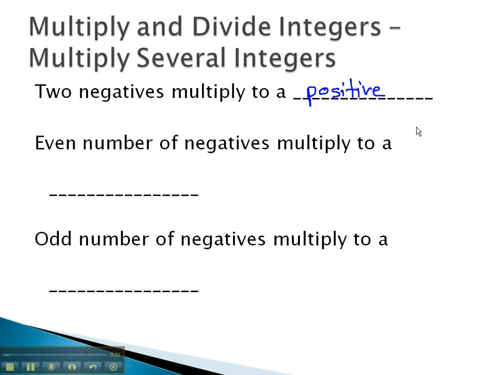This means we could pair off every set of two negatives, which would multiply to a positive. Extending that idea, if we have an even number of negatives, they'll each pair off, and our final answer will be positive. Conversely, if we have an odd number of negatives, then we would have one negative left over, which would mean our final answer is negative.